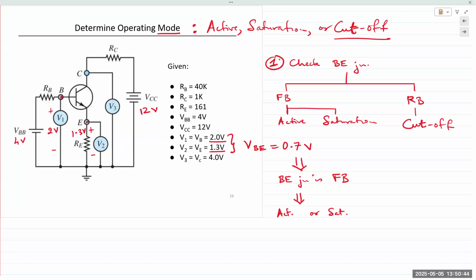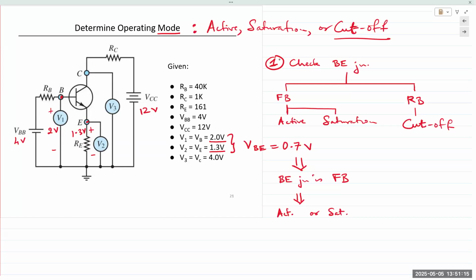Make sense? Any questions? Again, the first check is to see whether the emitter base junction is forward biased. If it's not forward biased, meaning it's not 0.6 or 0.7 volts, then it's off. If it's off, the only option is cutoff. Now, we established that this is forward biased. Because it's forward biased, it could be active or it could be saturation.